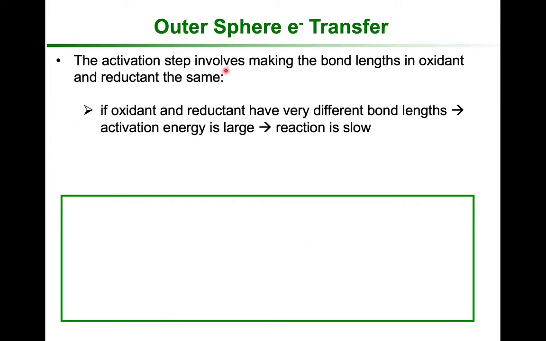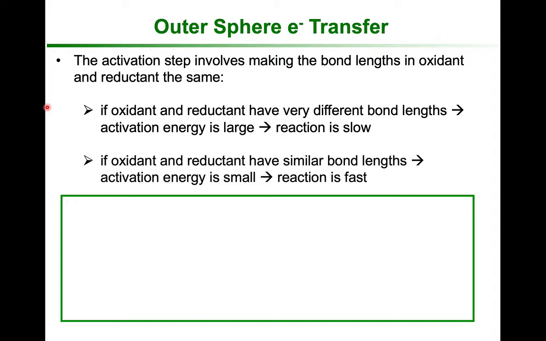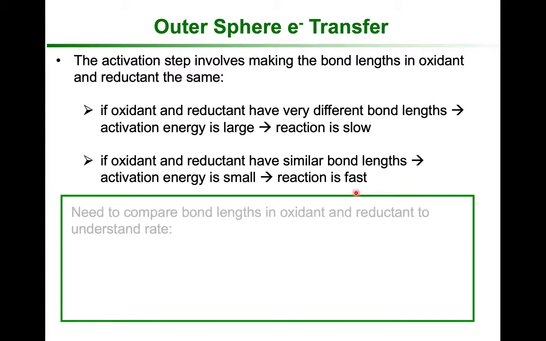The activation step involves making the bond lengths in the oxidant and reductant the same. So both of them have to be adjusted. If the oxidant and reductant have very different bond lengths, the activation energy will be large and the reaction will be slow. If the oxidant and reductant have similar bond lengths, the activation energy will be relatively small and the reaction will be fast.